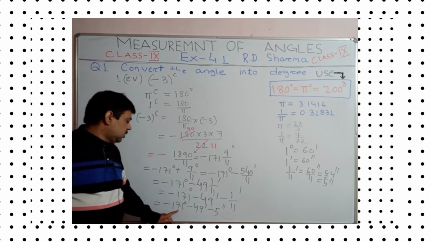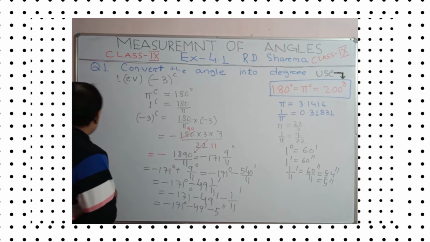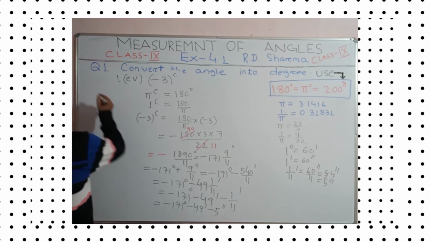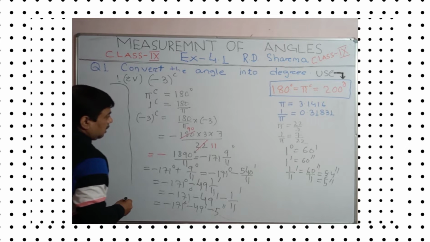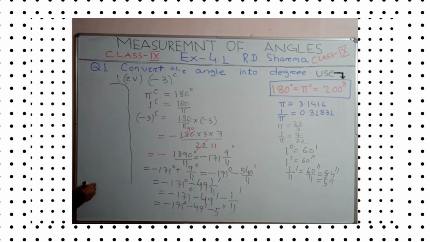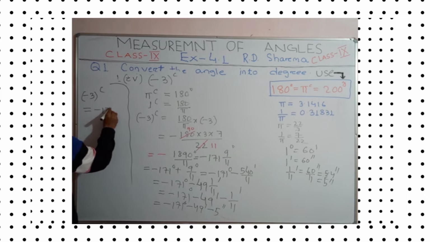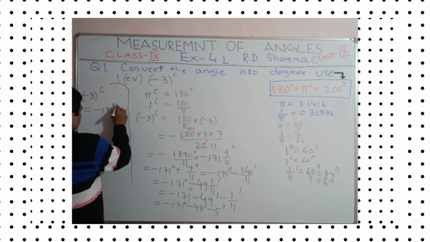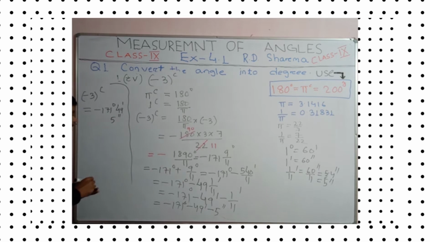The minus 171 degree, minus 49 minute, minus 5 second. Can you bring minus as? If you add it, what will it be? You take minus 1. Hence we got that. What did we get here? You see now, minus 3 radian is equal to minus 171 degree, 49 minute, and 5 second. Is that clear?